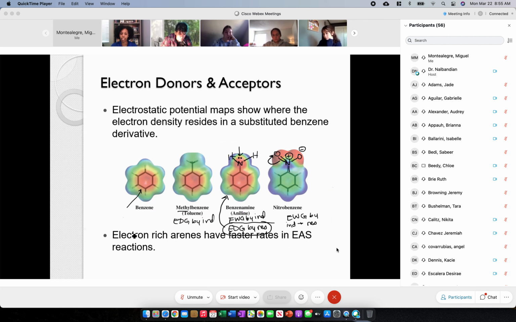So what did we say? If the arene is electron rich, it's going to have a faster rate. Questions on this?